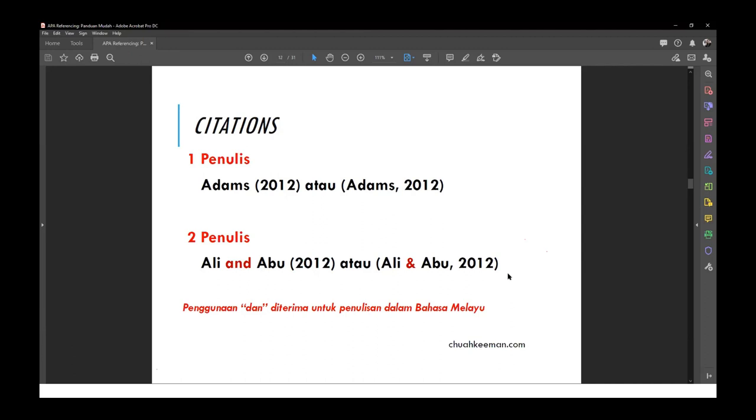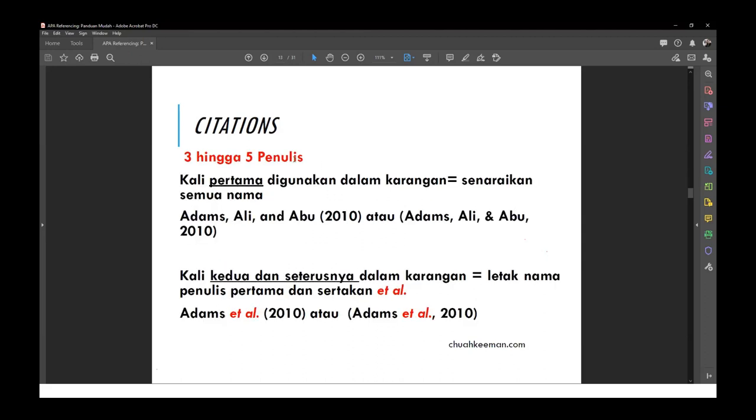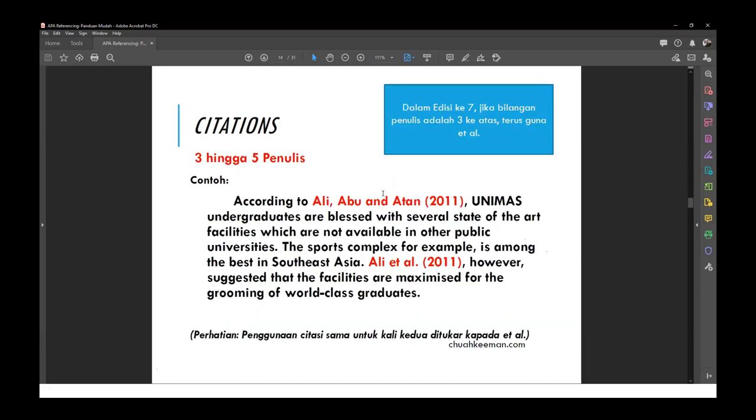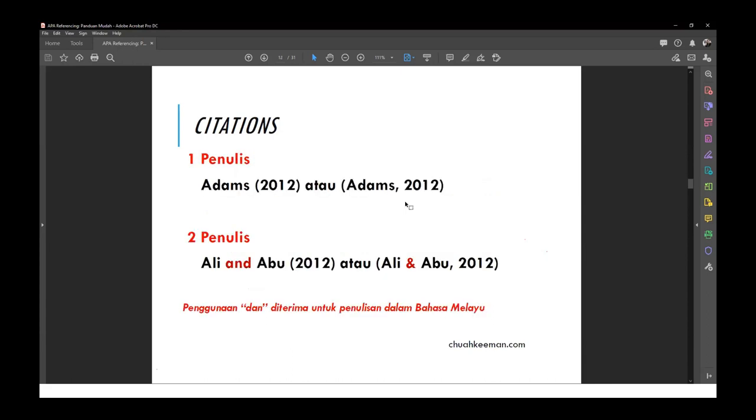This is also some guideline. Now, if you are writing your essay in BM, then the "and" can be changed to "dan". All right. So one author is like this, right? This is citation. Okay. This is the changes in the rule. I think I put the box up here.